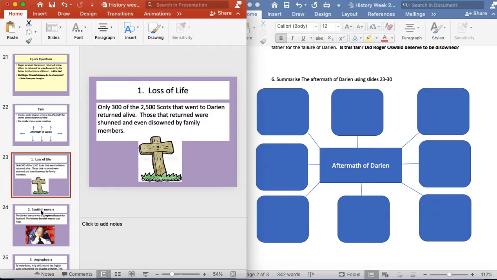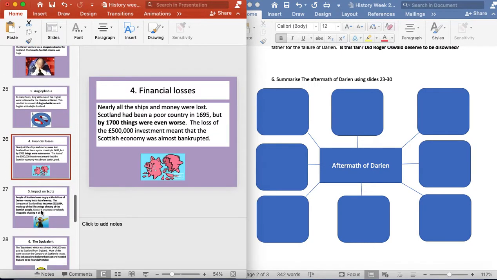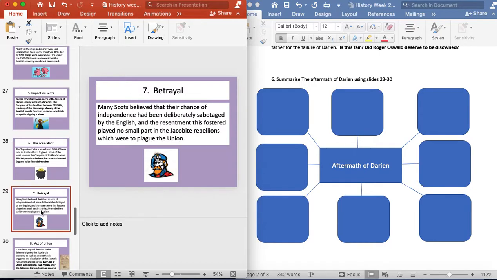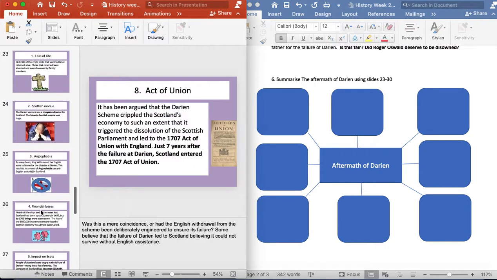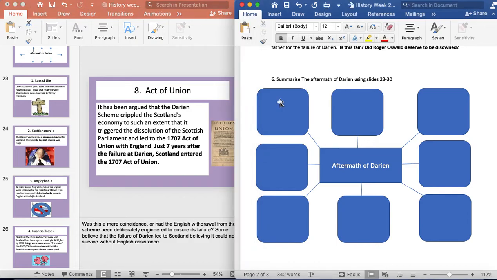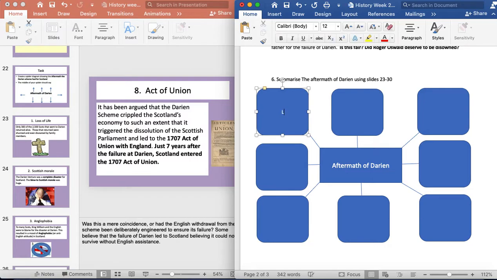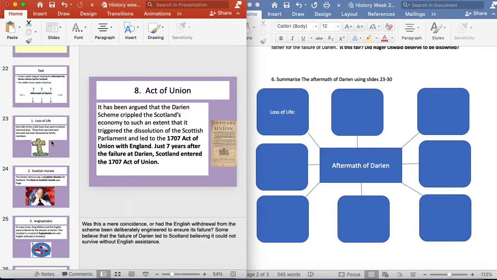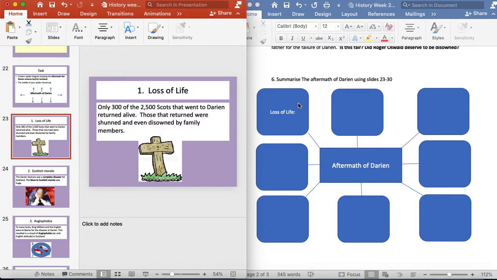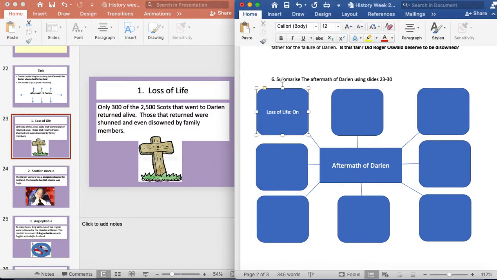Number 6, you're doing the same thing, but with the aftermath of Darien. Now these are really important because as you go through, you'll find that these are the things you're going to need for the last task. All right, so you do the same thing that you would have done for the other one. In the aftermath, you would put loss of life, right? And we ended up with only 300 of the 2,500 Scots returned alive.